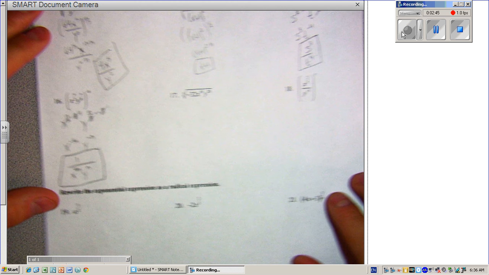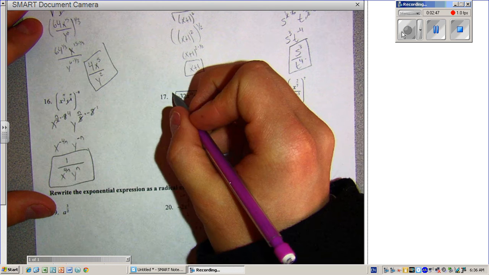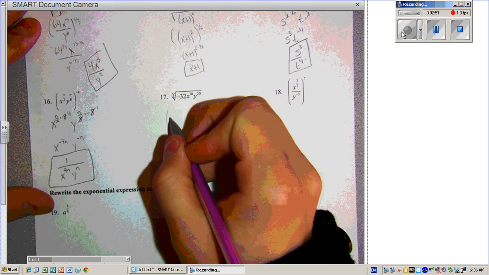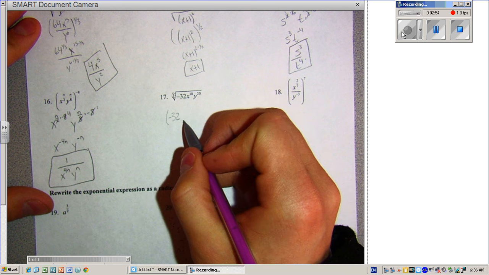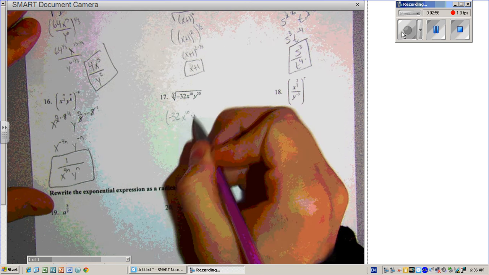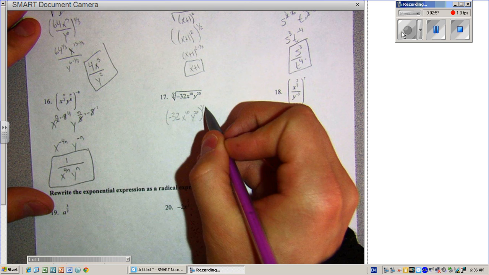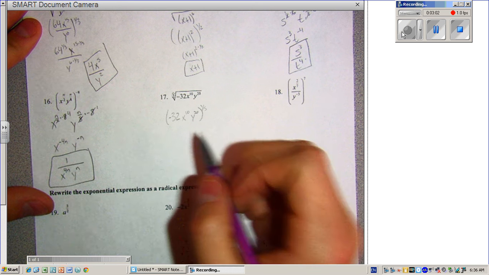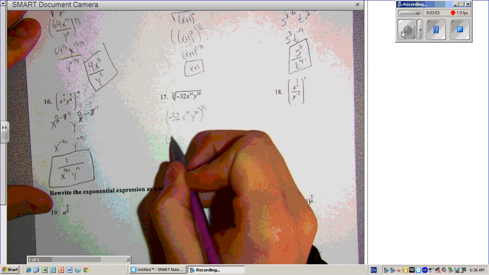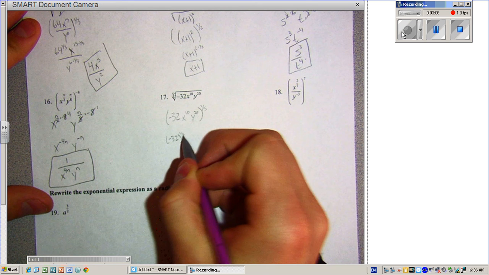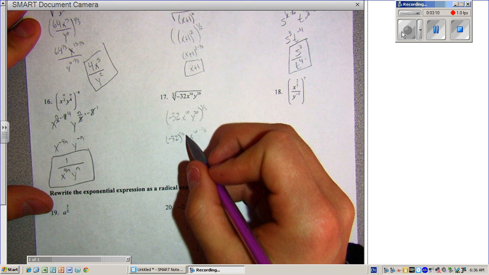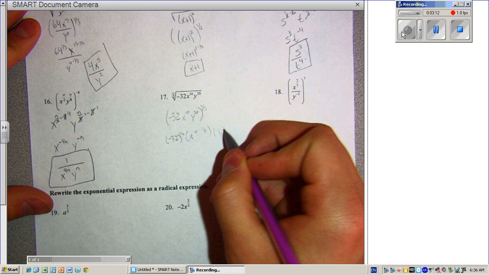Okay, number 17. You'll notice it's a 5th root, so I need to rewrite it as a fraction. So I'm going to rewrite this whole thing as a fraction of 1 over 5. So I'm going to write it as negative 32, x to the 10th, y to the 20th, raised to the 1/5. And I need to think about it as distribution. So I'm going to distribute that to each term. So I have negative 32 to the 1/5, x to the 10th times 1/5, and then y to the 20th times 1/5 as well.